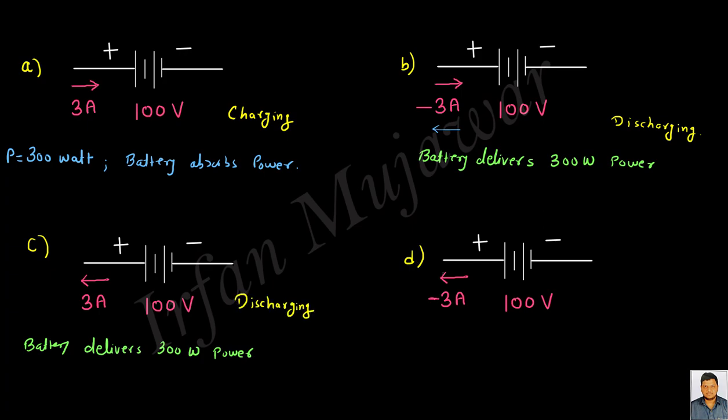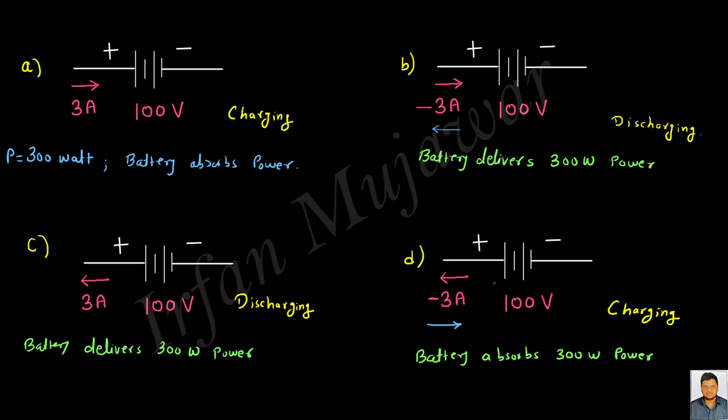Now consider the fourth case. Here the direction of the arrow is away from the positive terminal, that is, we are assuming that it is delivering the power, but see the sign of current, it is negative. So minus 3 ampere on the left hand side means that the actual current is flowing in this direction, magnitude is 3 ampere. So actually it is taking the power of 300 watt, 100 into 3, that is 300 watt. And if it absorbs the power, its behavior will be a charging behavior. So the battery is actually getting charged here.